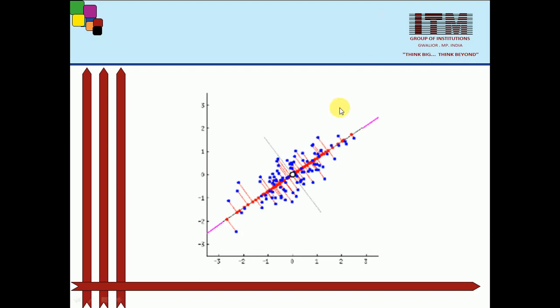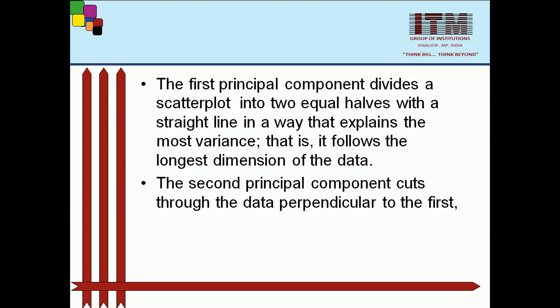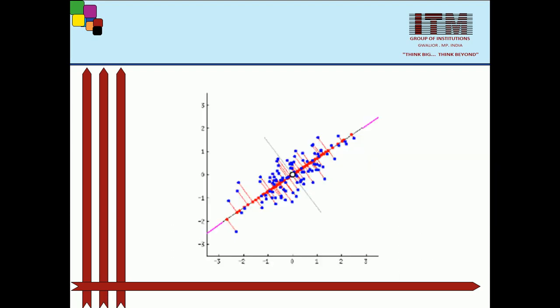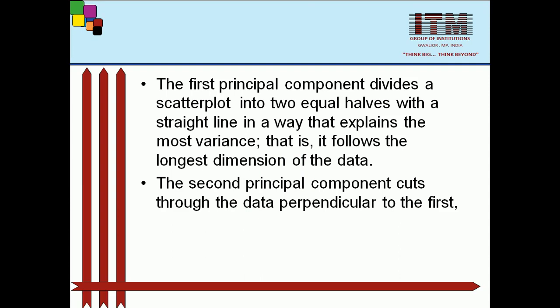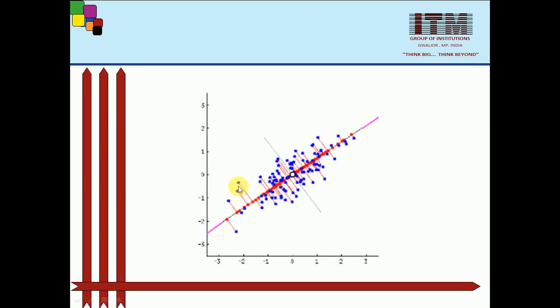So the red lines are basically the first principal component, and the blue line falling perpendicular to this particular line is the second principal component. So the first principal component divides the scatter plot into two equal halves with a straight line in a way that explains the most variance, that is, it follows the longest dimension. These points are falling on this scatter plot.